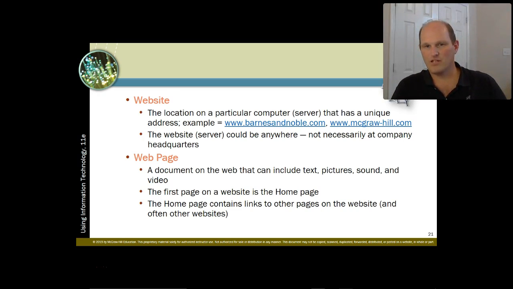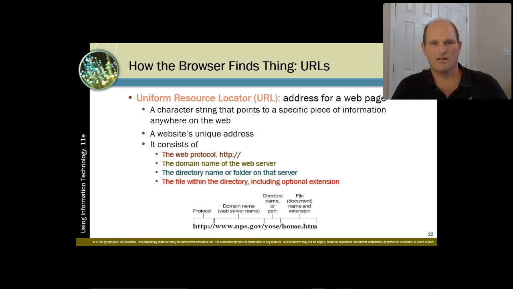The first page on a website is called the home page, and you guys can read through this. This isn't too terribly hard. The Uniform Resource Locator is just the address for a web page. It's just a string of characters that points to a specific piece of information anywhere on the web. It's unique to that website, and it normally consists of the following. You have the protocol, HTTP, and then the domain name, the directory name, and the file document name and extension.